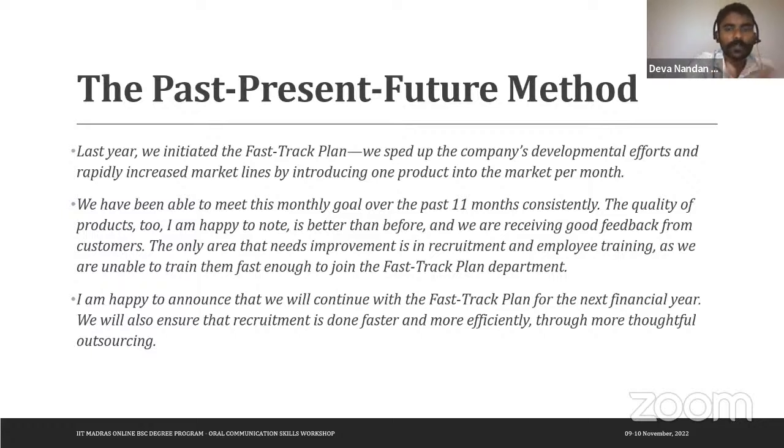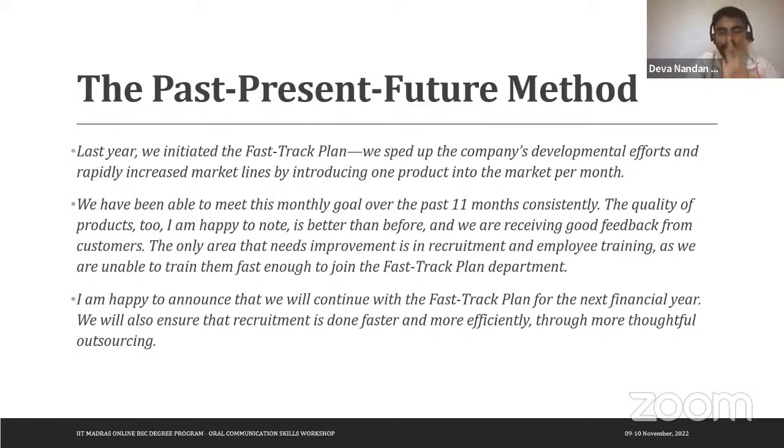And finally, we're talking about the future. What we have for the future, what are our ideas for the future. So say, I'm happy to announce that we'll continue with the fast track plan for the next financial year. We'll also ensure that recruitment is done faster and more efficiently through more meaningful outsourcing.